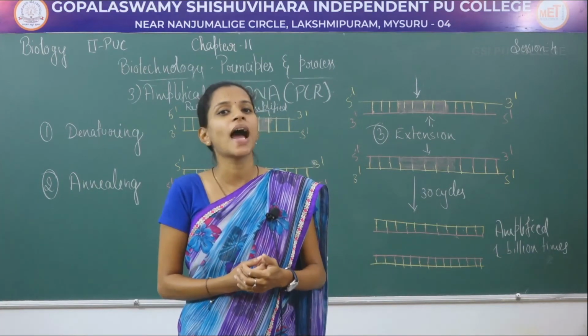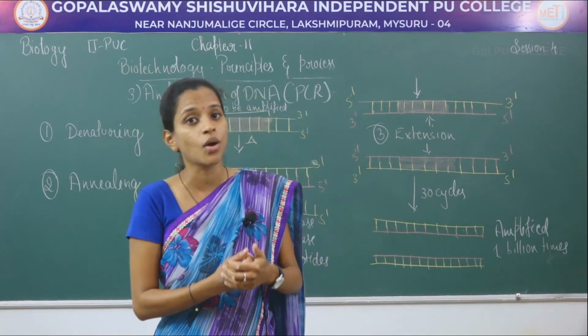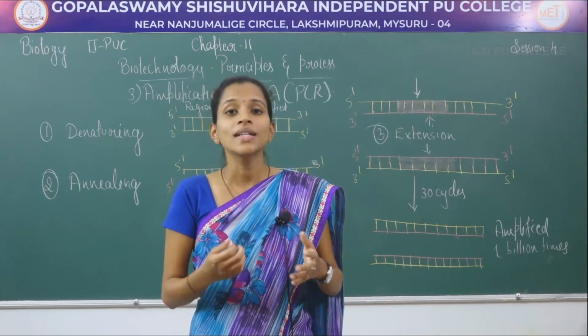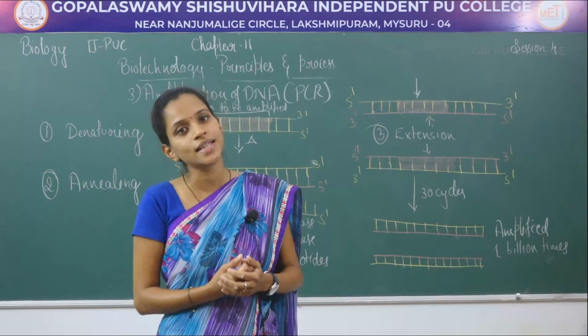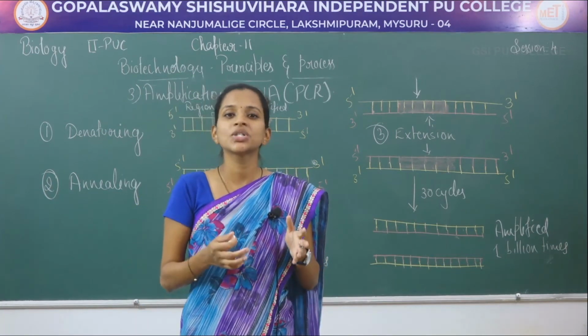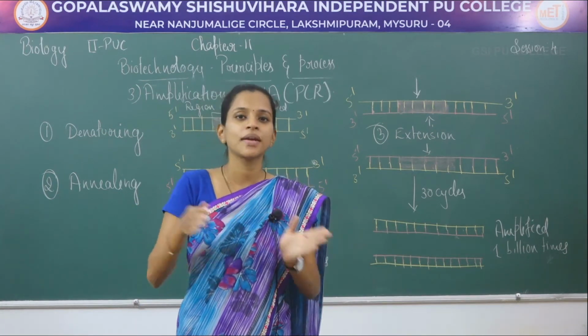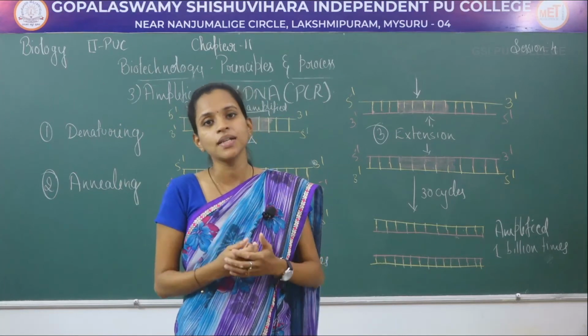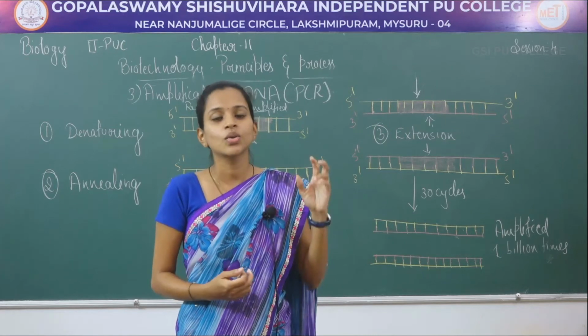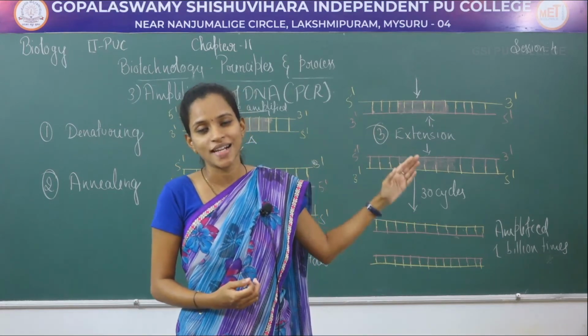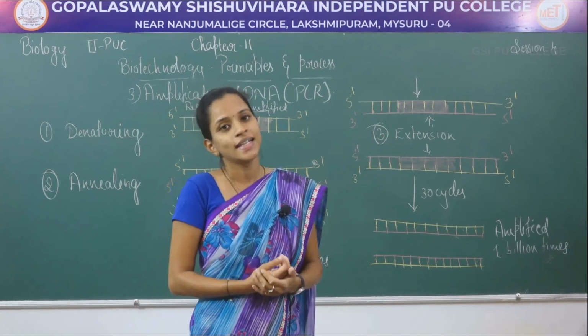Next we will be adding the Taq polymerase along with deoxynucleotides. Once this enzyme and nucleotides are added, it leads to the third step, that is extension, where the extension will be from 5 prime to 3 prime in the primer, and in the template it will be from 3 prime to 5 prime. So there will be complementary strands produced to the DNA template.